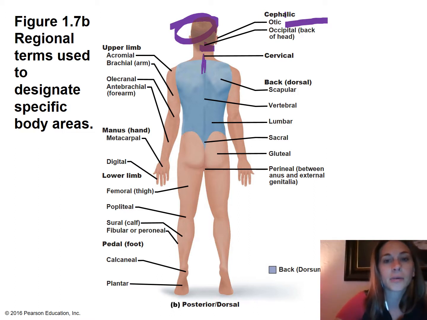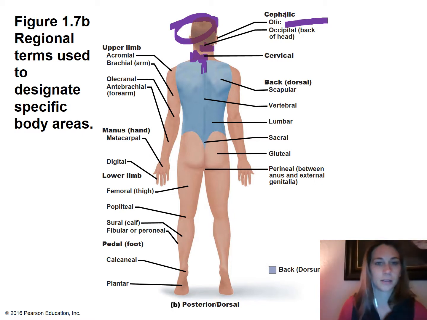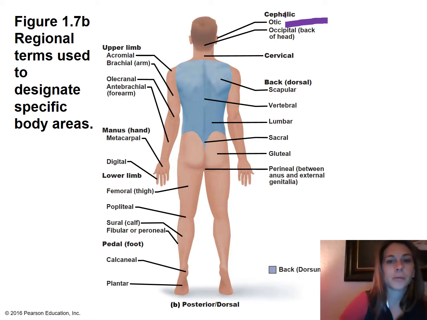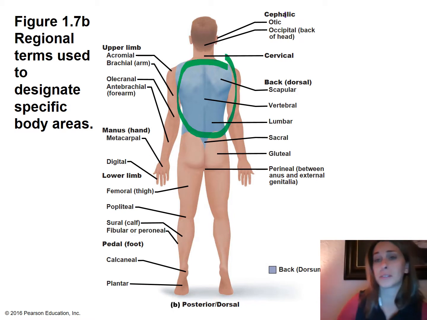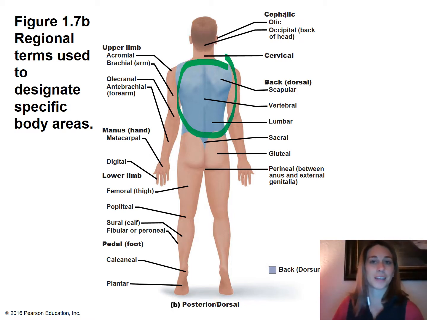Cervical, again, right? Neck. Not reproductive anatomy. Placing on purple. And let's go for green. Okay, so this is the back. The back is also known as the back, which is great. That should be easy to remember.